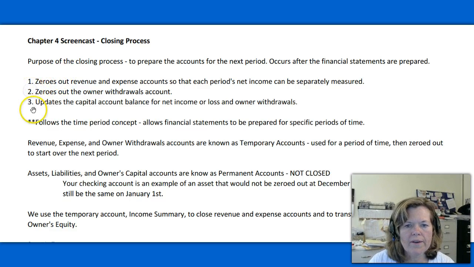We also want to zero out the owner withdrawal account. So we will zero that out on a regular basis, and we're going to transfer these account balances to the capital account, as you'll see. The closing process also updates the capital account balance for net income or loss and owner withdrawals, and you'll see that as we go through the process.